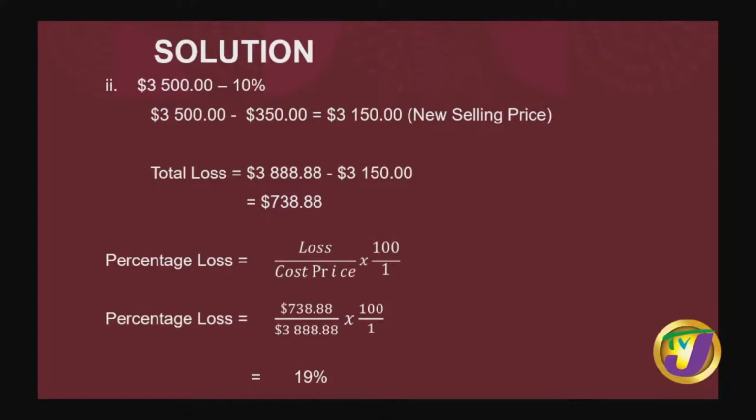So here again, the 19% really means what? We have lost $19 for every $100. That's almost $20 for every $100. That is a lot.